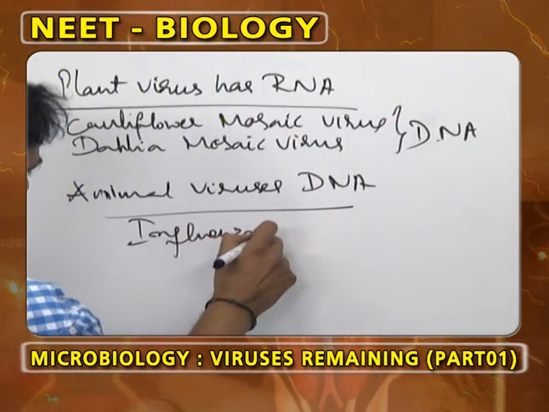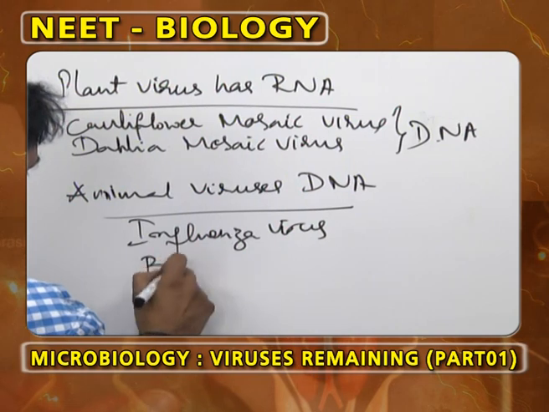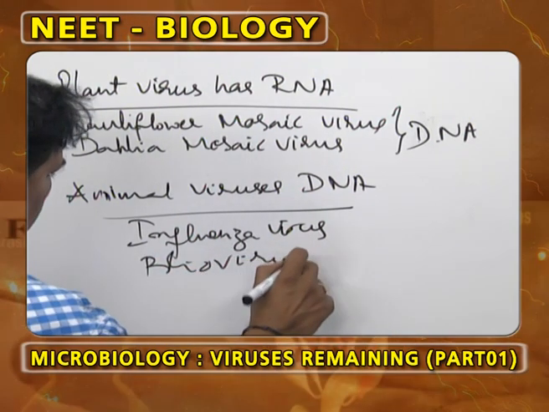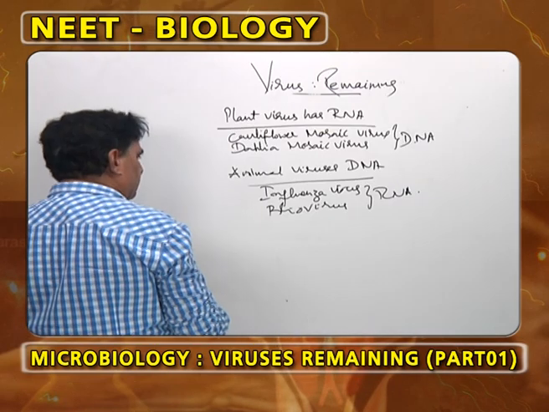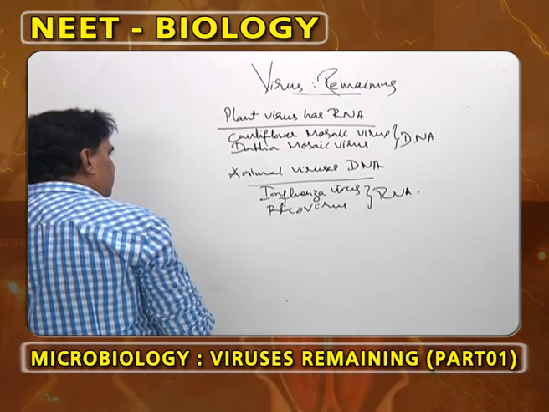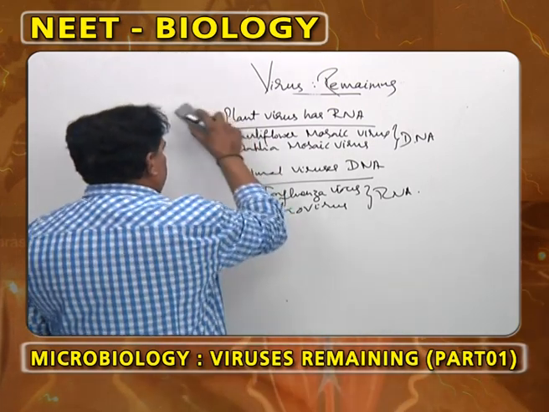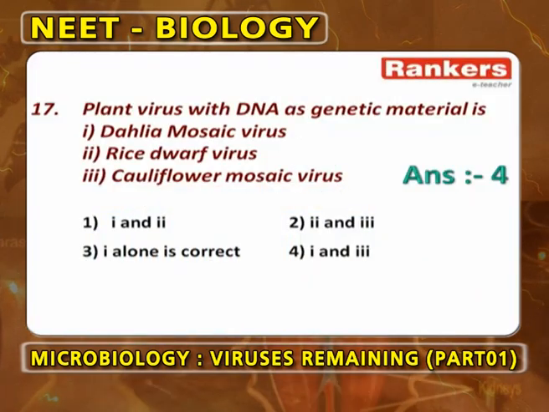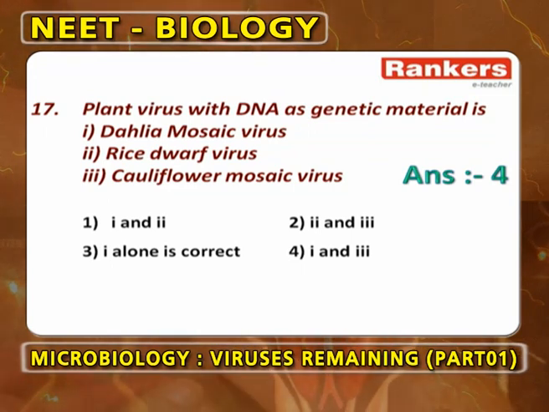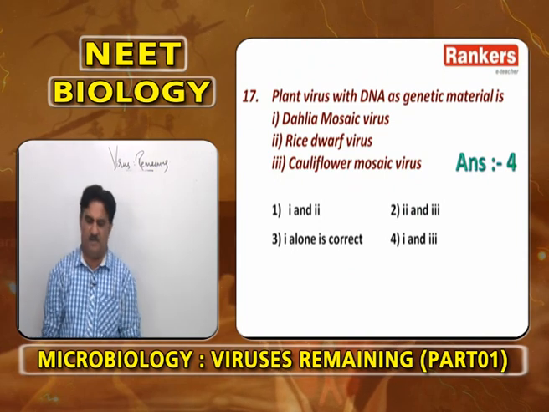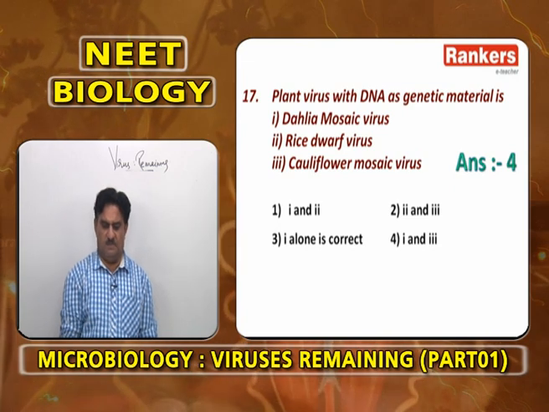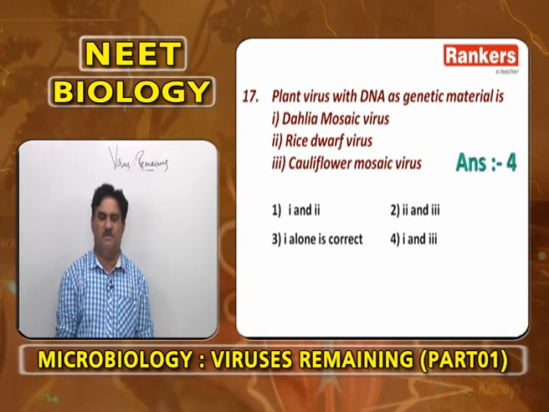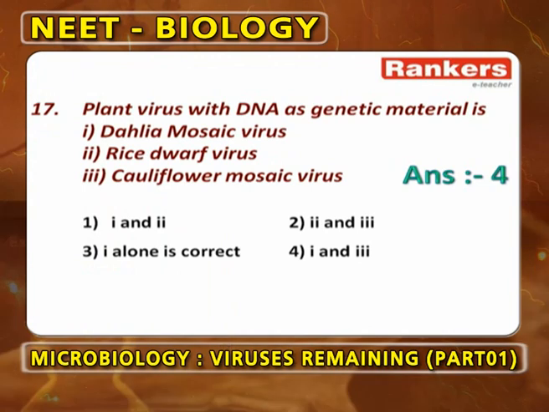Influenza virus and polio virus have RNA. So animal viruses with RNA are influenza virus and polio virus. Plant viruses with DNA are cauliflower mosaic virus and Dahlia mosaic virus. These are the two plant viruses with DNA. So the plant viruses with DNA as genetic material are Dahlia mosaic virus and cauliflower mosaic virus. So 1 and 3 will be the answer.